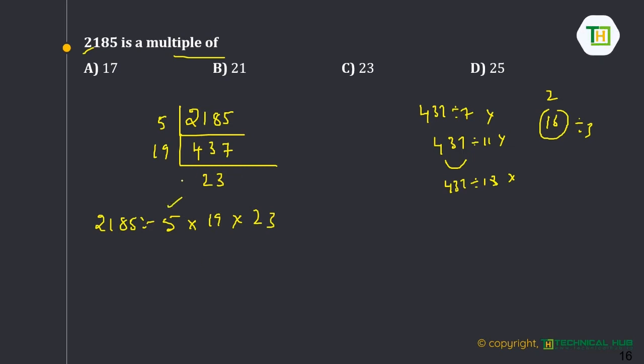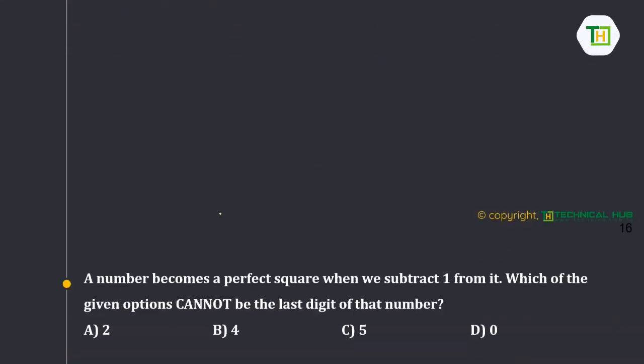So 5 is a factor of that number, 19 is also a factor of that number, and 23 is also a factor of that number. Out of all the options, only one number is there. 23 is there, so your answer is option C. 5 and 19 are also correct. Yes, moving to the next question.